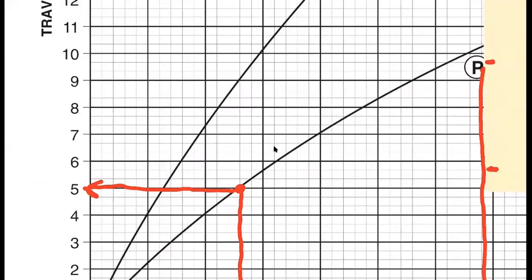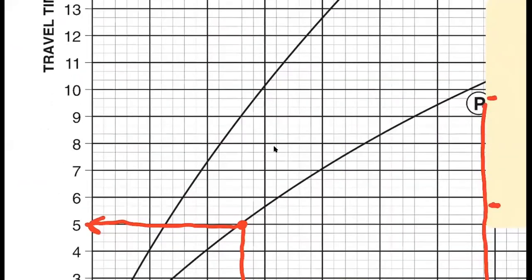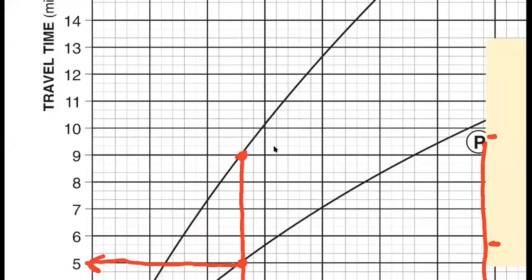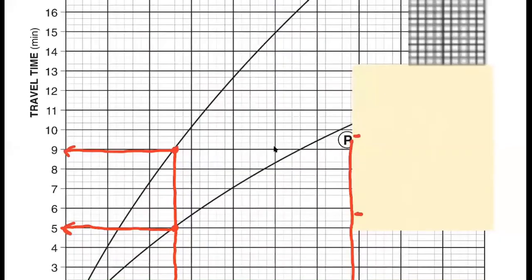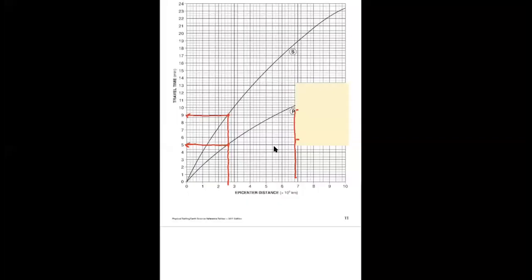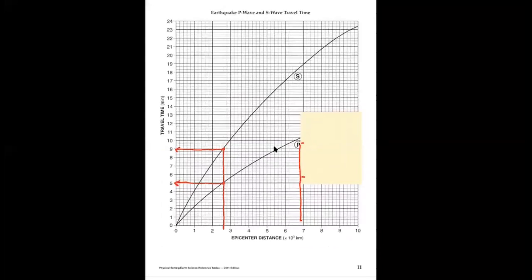Same for the S wave. If I'm 2,600 kilometers away, I can continue going up, hit that curve, the S wave curve now, notice P, S. Now that's actually kind of convenient. It's right around 9 minutes. So, just another little tool you have in your tool belt to figure out some of the unknown things. So you'll see how the seismograms are connected to the numbers that you need to use in this chart in the next video, but I just wanted you to see how this chart actually works. So that's it for this one.